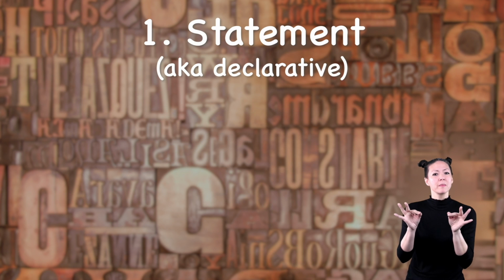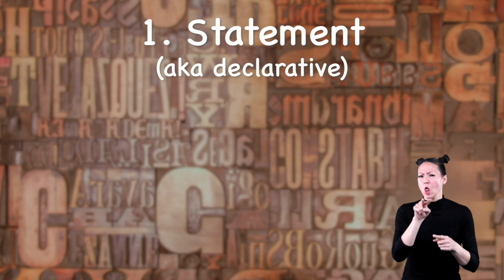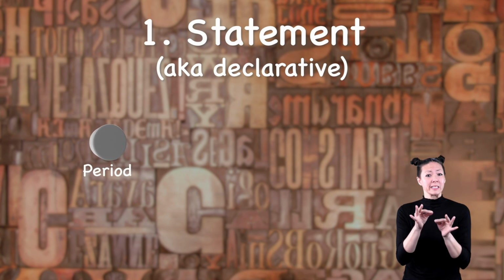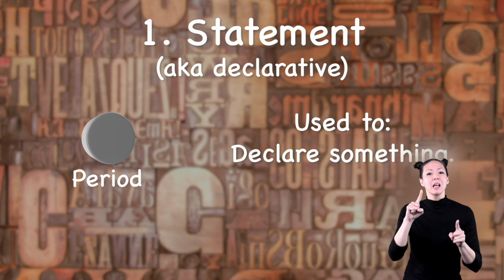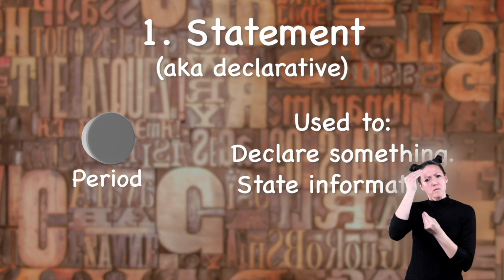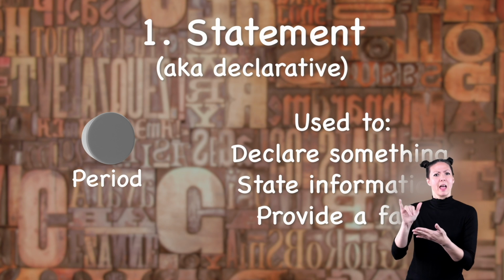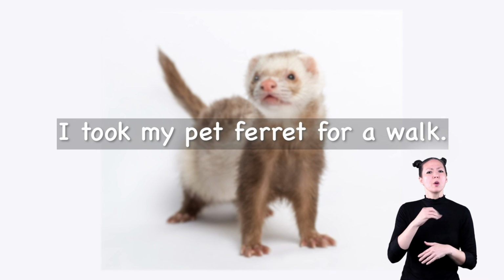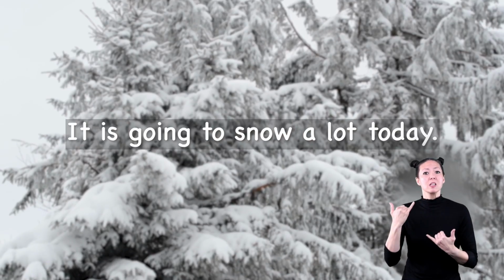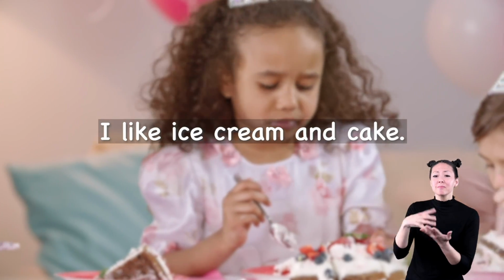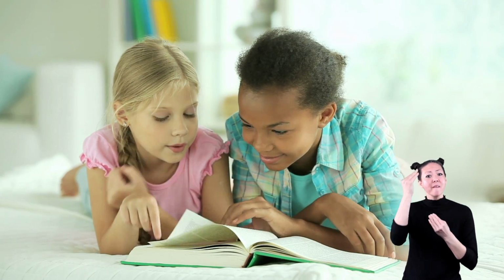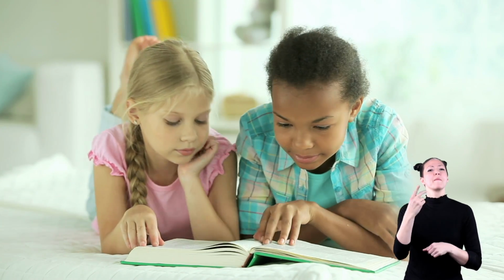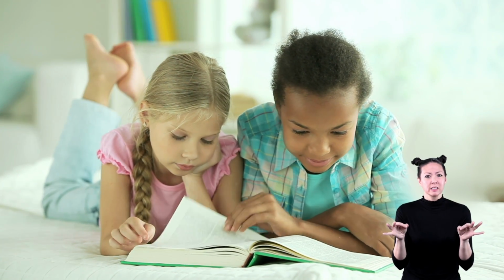First, what is a statement or declarative sentence? Well, a statement sentence always ends in a period and is used to declare something, state information, or provide a fact. Here are some examples. I took my pet ferret for a walk. It is going to snow a lot today. I like ice cream and cake. The teachers gave us a ton of homework. So anytime you provide information to someone, you're going to use a declarative sentence.